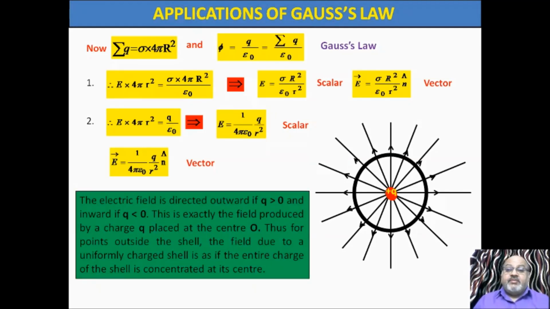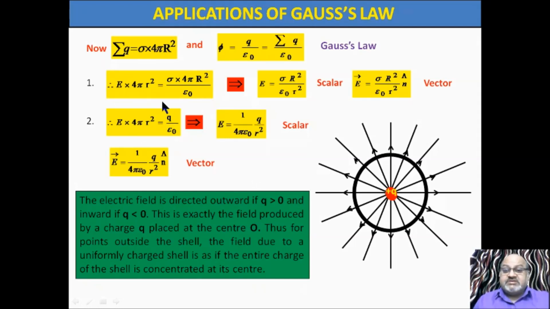So ultimately we have some more information for you. The electric field is directed outward if Q is greater than 0, which I have already told you. If the charge is positive, the electric field is directed outward. If Q is less than 0, if the charge is negative, the electric field is directed inward. Or in other words, sigma is greater than 0 if Q is greater than 0, and sigma is less than 0 if Q is less than 0. And this is exactly the field produced by a charge placed at the center O.